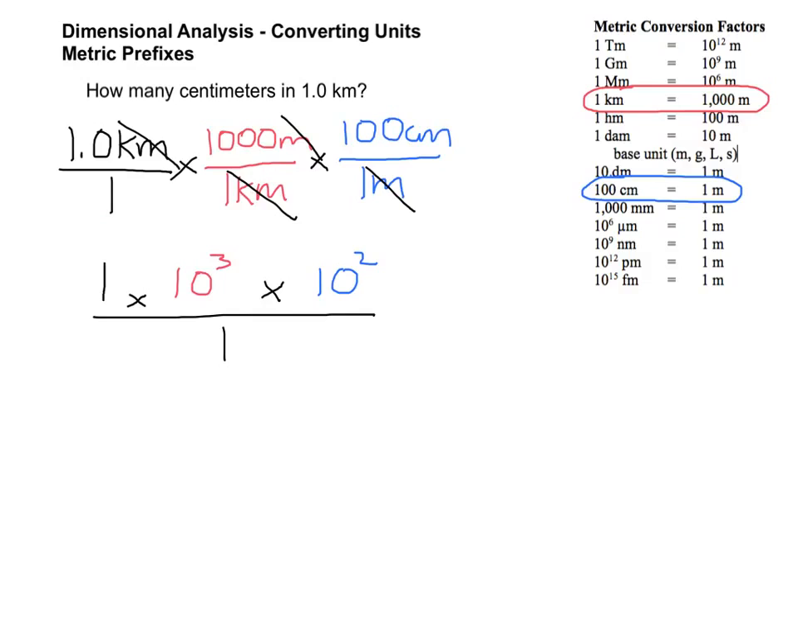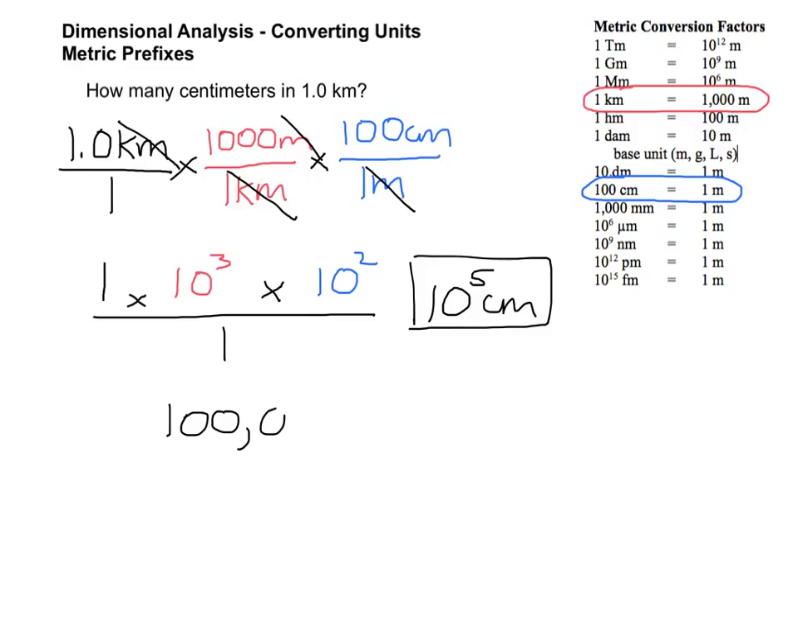Now, when we multiply 10 to the third times 10 to the second, that becomes 10 to the fifth. And the unit is centimeters. So that is our final answer. 100,000 centimeters is equivalent to 1 kilometer. Let's try a harder problem.